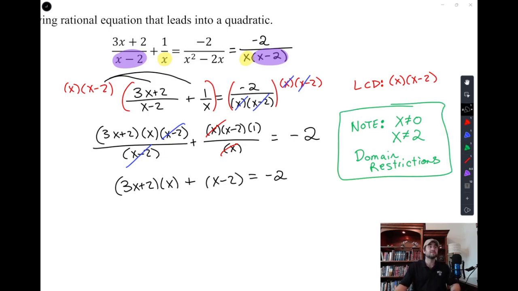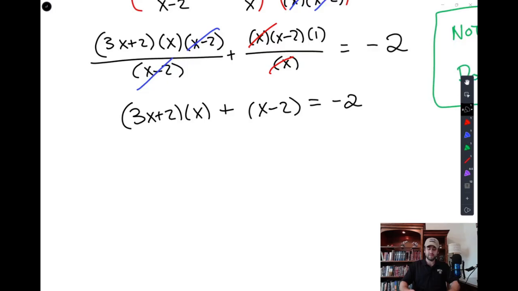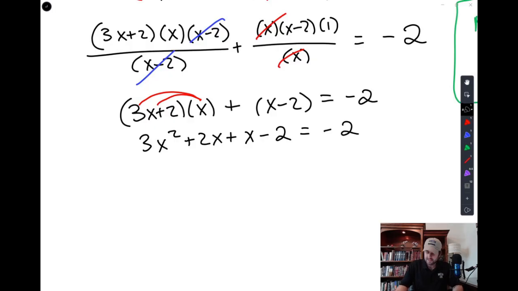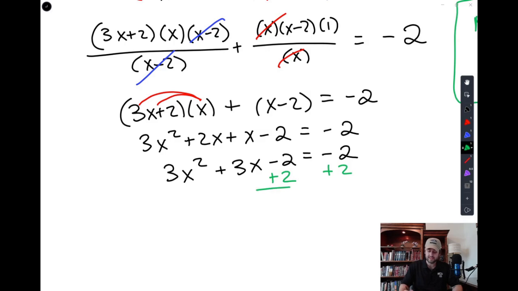All right, let's solve this. I'm going to work through this maybe a little fast, and that's okay. First things first, distributive property. And we get 3x squared plus 2x plus x minus 2 equals negative 2. Next thing, I'm going to combine like terms, and we get 3x squared, the x's combined, plus 3x minus 2 equals negative 2. And then I'm going to add 2 to both sides. Plus 2, plus 2, that's nice and neat. We're left with 3x squared plus 3x equals 0.